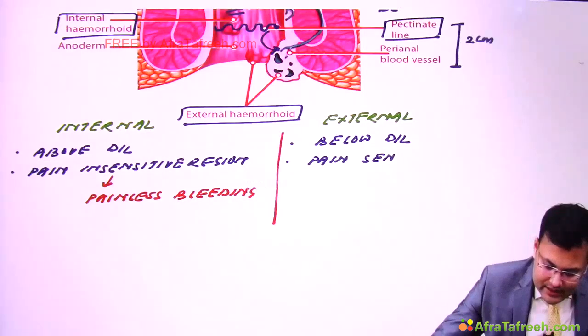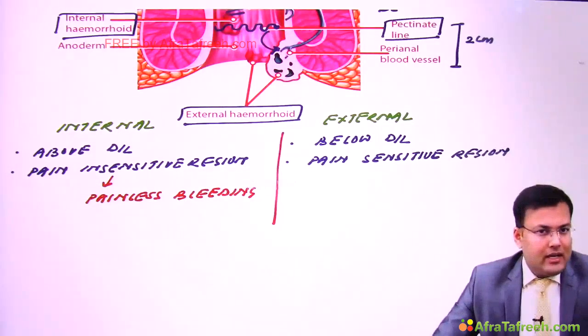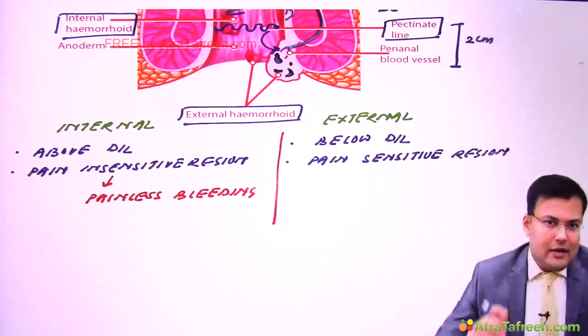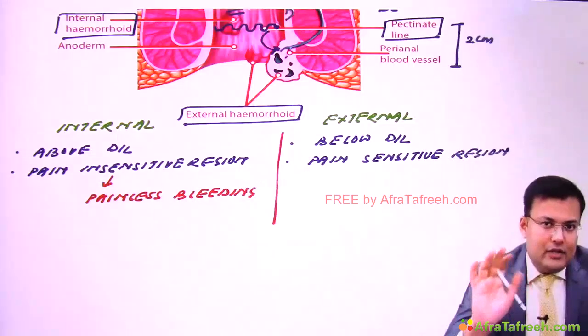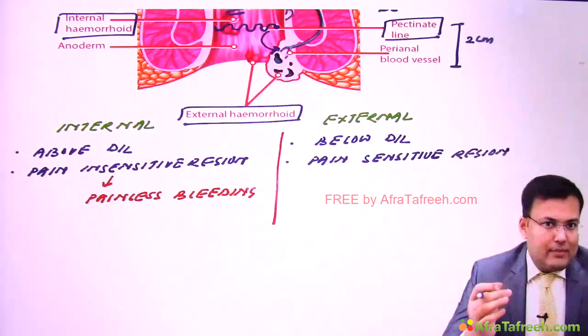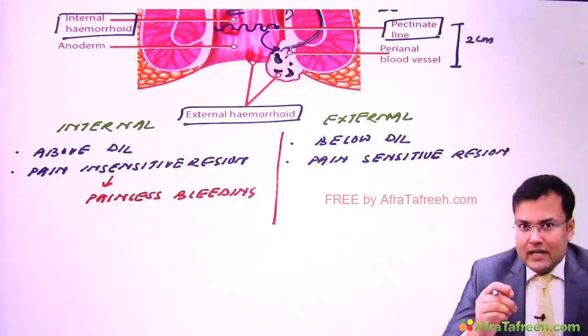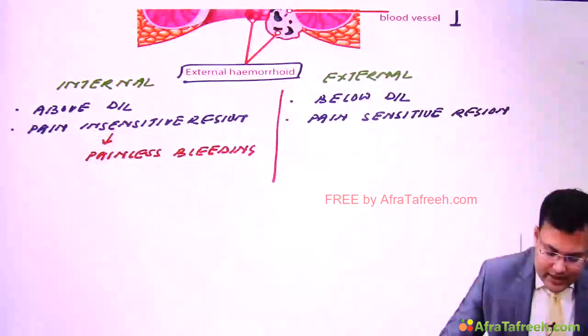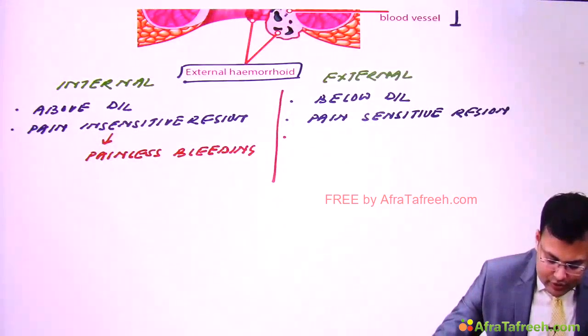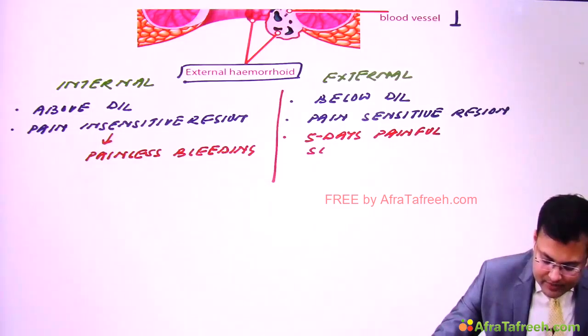There was a one-liner question related to external hemorrhoid. External hemorrhoid is also known as a 5 days painful self-curing lesion. So whenever there is pain in hemorrhoid, if nothing is done, then also in 5 days the pain disappears. So what is the other name? You have to remember, it is also known as 5 days painful self-curing lesion.